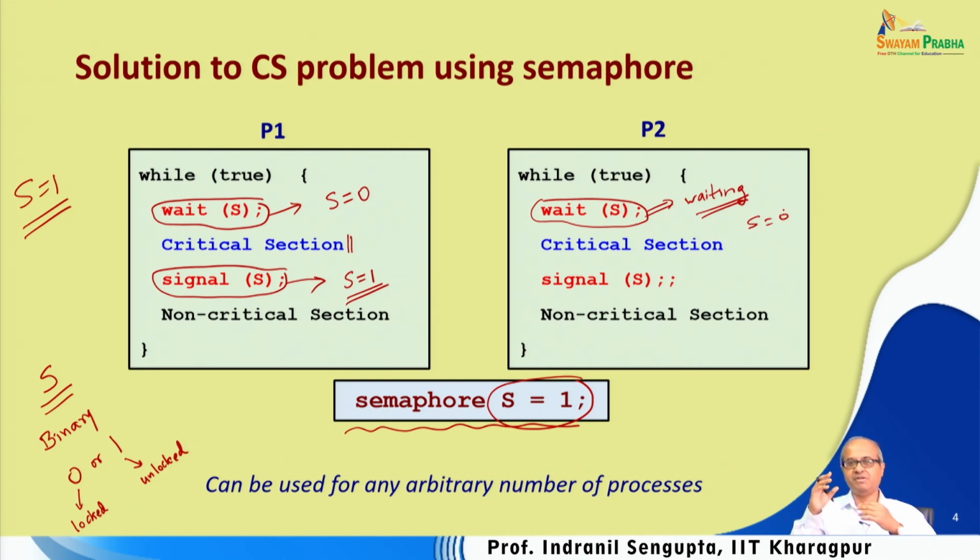For semaphore, the 2 functions which are defined are called wait and signal, but traditionally these were also referred to as the P operation and V operation. These are Dutch terms, but anyway, now we refer to them as wait and signal. Let us follow that.